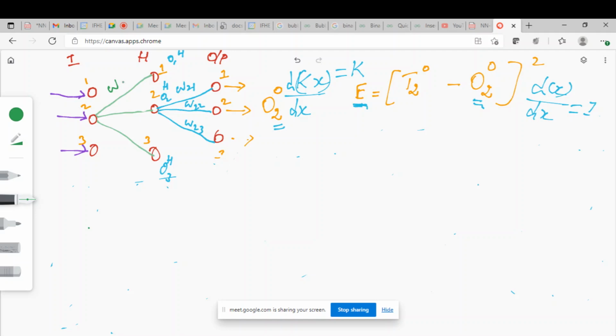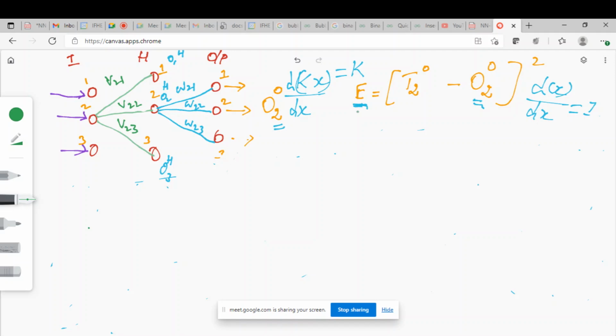So let us use this V. This is V21, the weight connecting the second neuron of the input layer with the first neuron of the hidden layer, and this is V22, second neuron of the input to the second neuron of the hidden layer, and this is V23, second neuron of the input with the third neuron of the hidden layer. Now we want to see what will be the change in error if you change this weight V22.